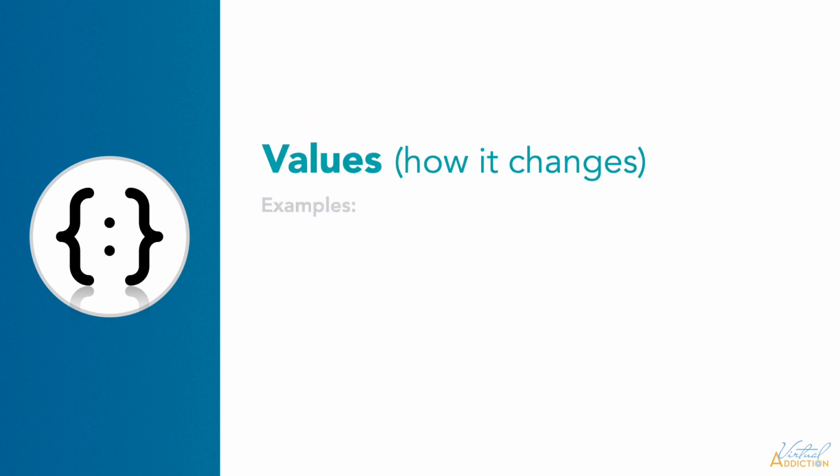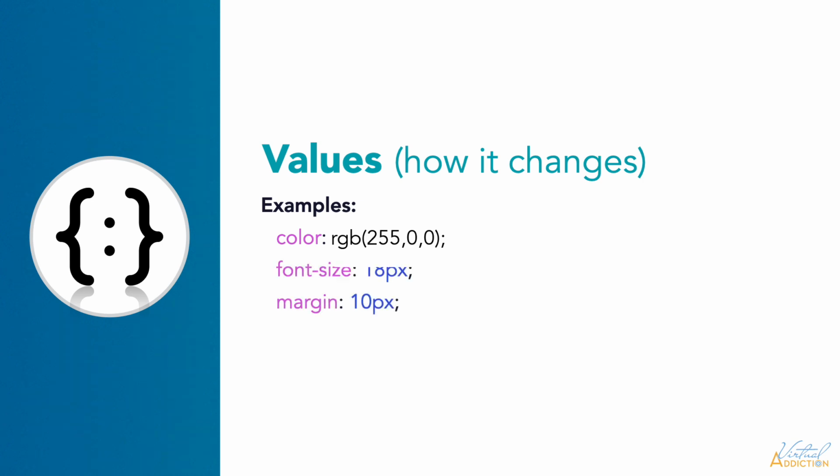Values tell the browser exactly how the property should appear. For example, colors can be written as names, like red, or using hex codes, such as FF0000, or even RGB values. Different value types give you flexibility in design.